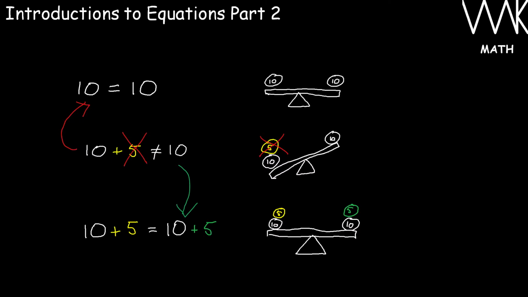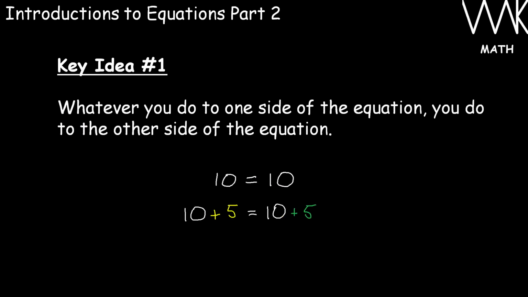By doing the manipulation on both sides and keeping it balanced, we actually change the way our equations look, and we actually advance our cause, which leads us to this first idea of solving equations. Whatever you do to one side of the equation, you do to the other side of the equation.